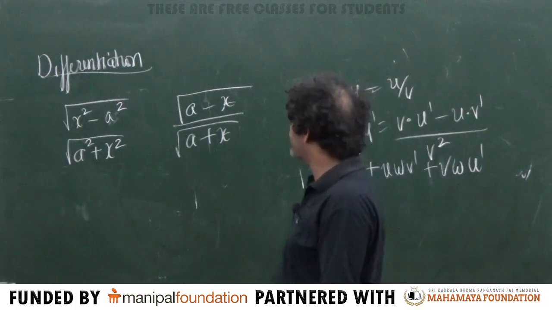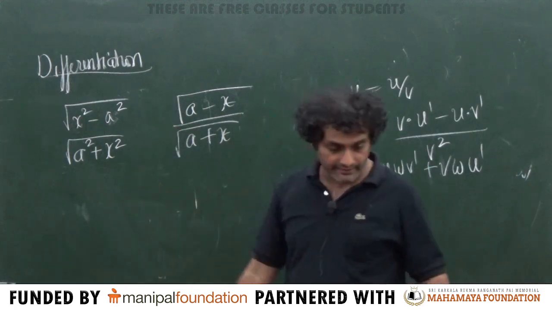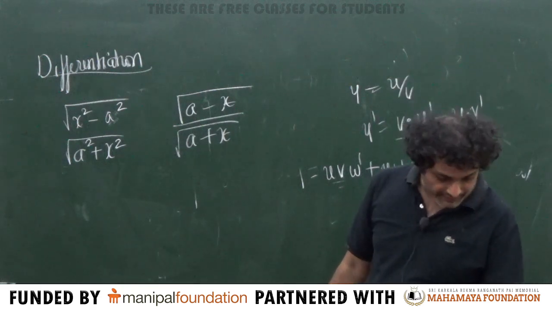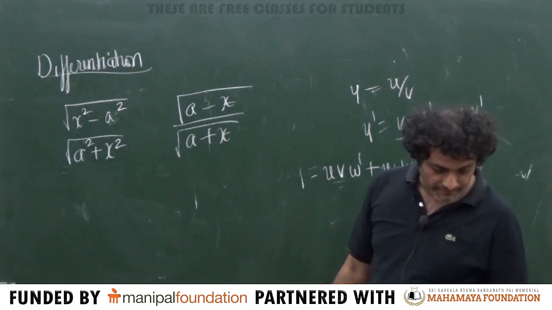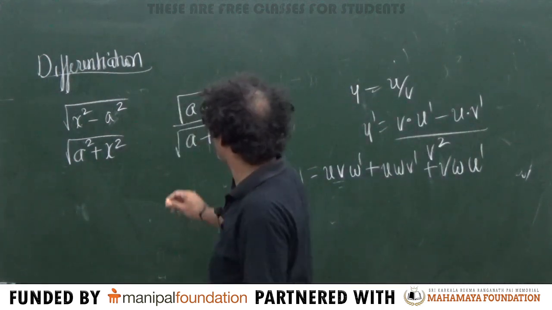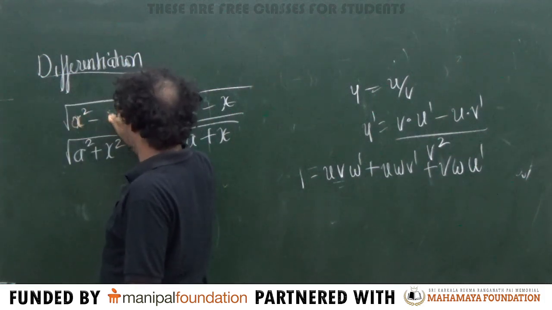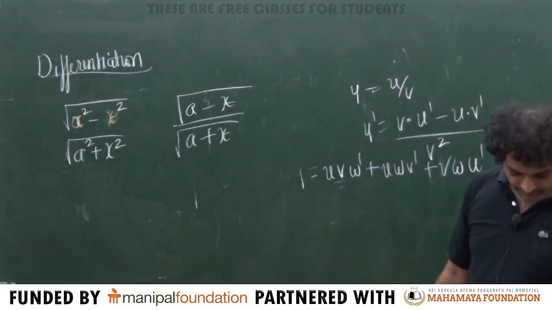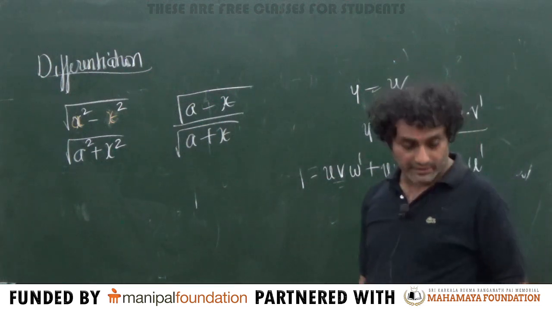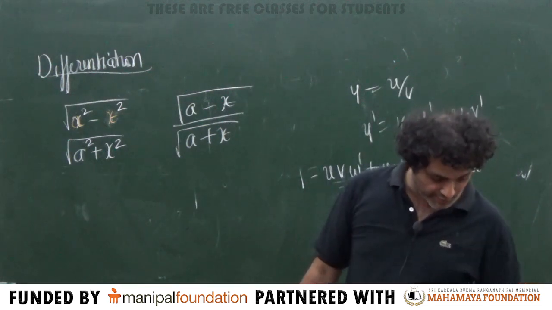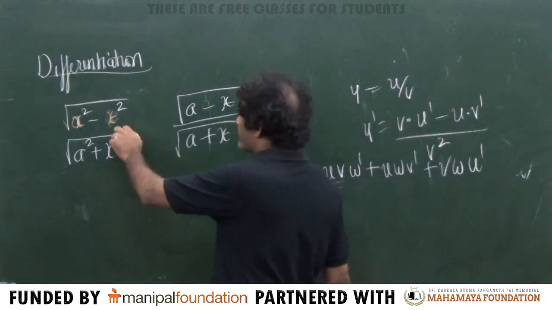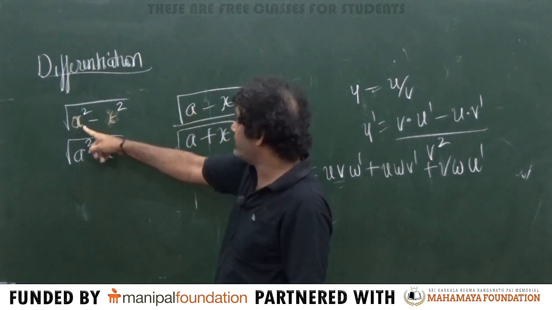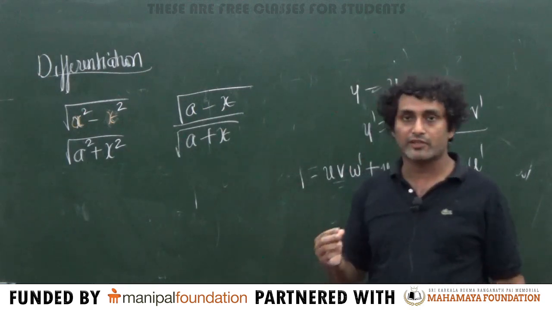And same thing if it is like this. I'll change it and give. What if it is a square minus x square divided by a square plus x square? Then put x square equal to, somewhat similar you have to make, okay? Put x square equal to a square cos 2 theta. Somewhat similar, but instead of a you have a square.